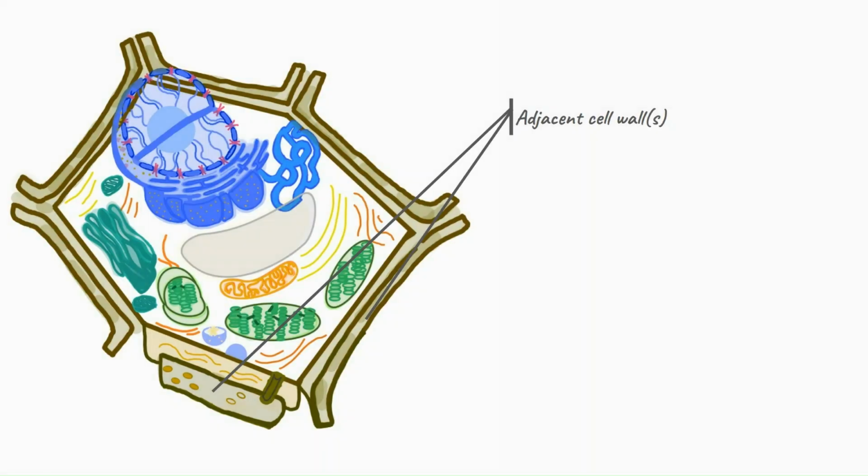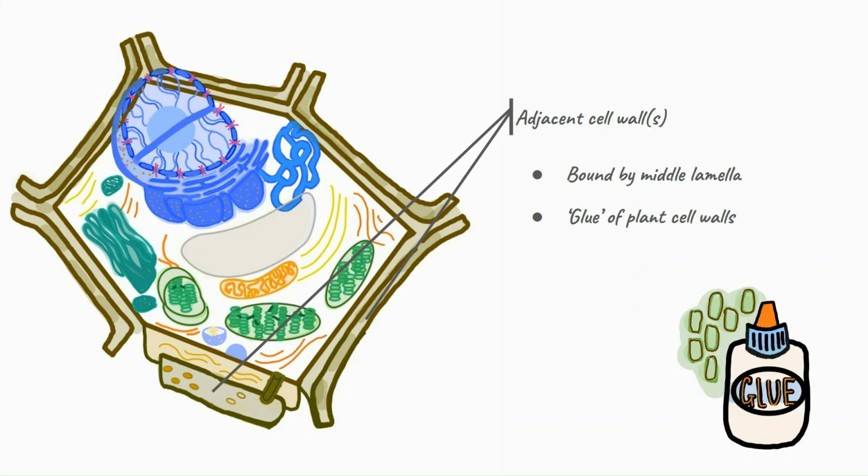Alright, next is the adjacent cell wall. This is bound by the middle lamella, which overall is just a layer of material that helps plant cells join together. An easier way to remember the middle lamella is thinking of it as a glue for plant cell walls, just like my drawing here. And it's mostly composed of pectin, which is the same as the soluble fiber that is found in fruits. Although it's important to remember that it is also composed of other molecules such as calcium and magnesium pectates too.